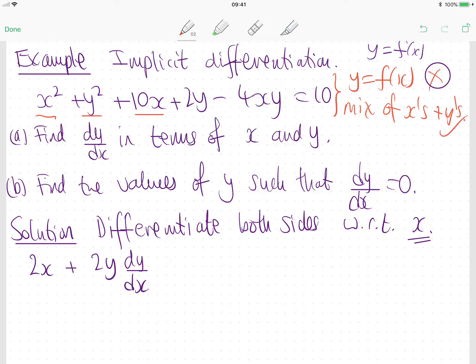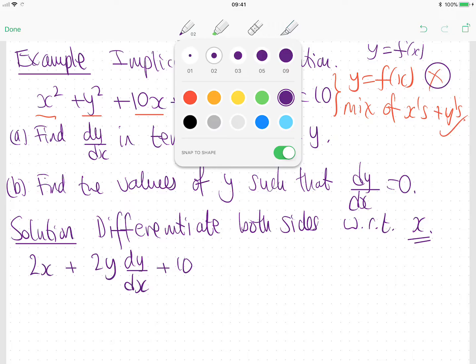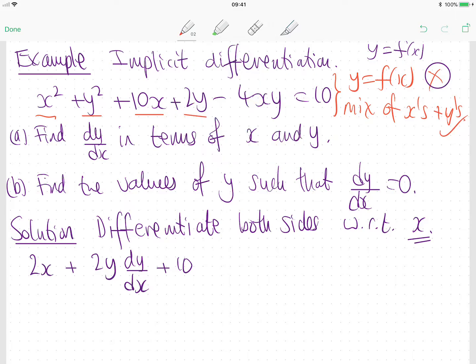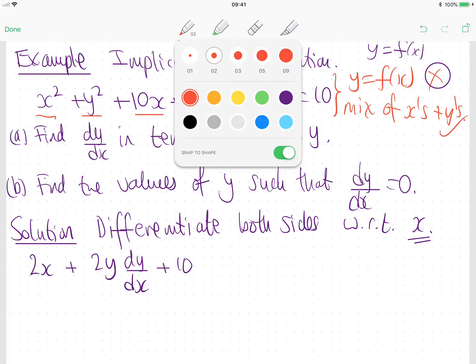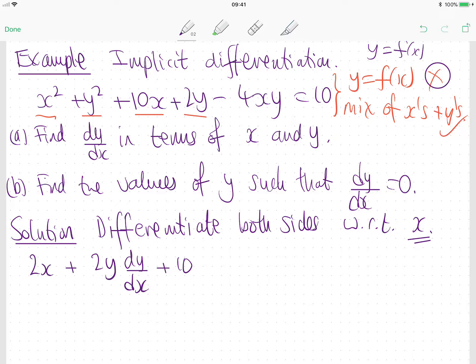The third term, well, just differentiate 10x with respect to x. That's just 10, nice and simple. The next term, we have some y's. Okay, so I give you y and say differentiate with respect to x. Well, that's just dy dx. We have a 2, no big problem. We can times it by 2. So that's just 2 dy dx.